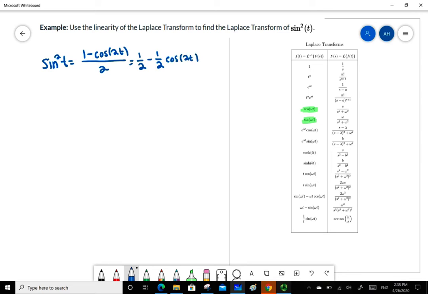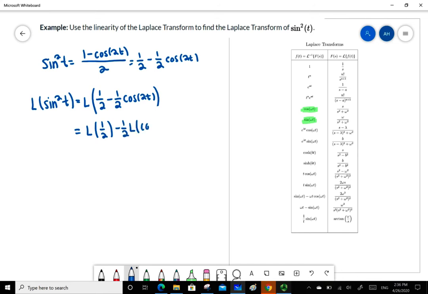Then, since the Laplace transform is linear, the Laplace transform of sine squared is the Laplace transform of 1/2 minus 1/2 cosine of 2t, which equals the Laplace transform of 1/2 minus 1/2 the Laplace transform of cosine of 2t.